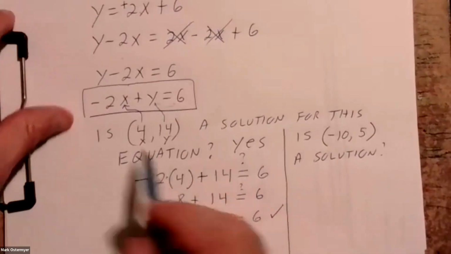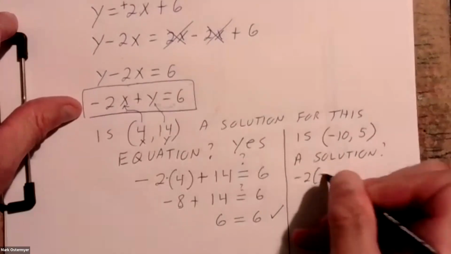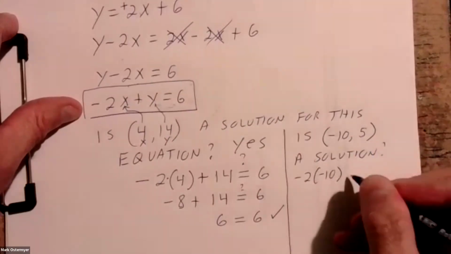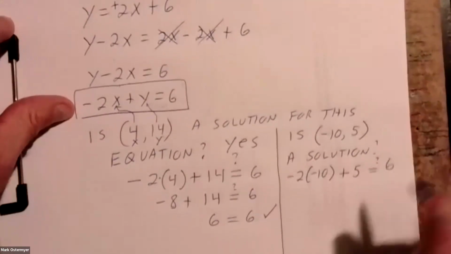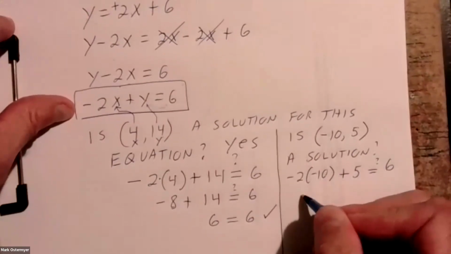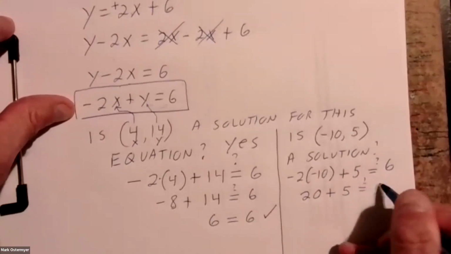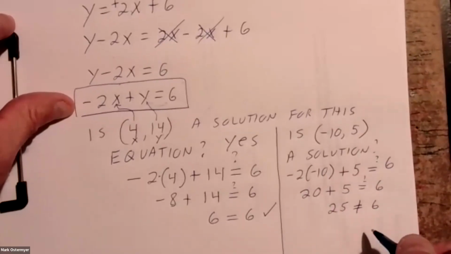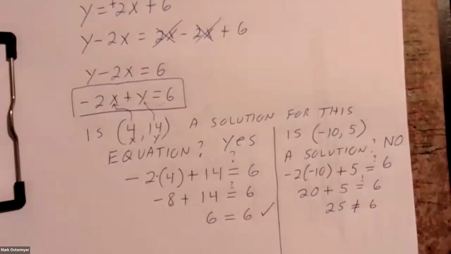Well, to verify, I replace x with negative 10. So negative 10 goes in for x here, and hence I'll have negative 2 times negative 10 plus y. Y is replaced with the y coordinate of the ordered pair, which is 5. So is negative 2 times negative 10 plus 5 equal to 6? Well, let's find out. Negative 2 times negative 10 is a positive 20, and a positive 20 plus 5, is that equal to 6? Obviously, that is not equal to 6. So the answer is no. (-10, 5) is not a solution to that linear equation. It does not satisfy the equation.